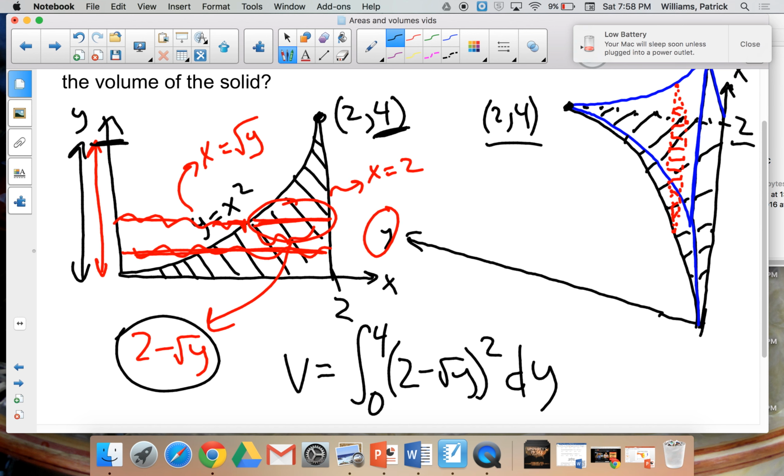So battery's getting low. That's basically Steve Jobs telling me, wrap it up, you're talking too much. So come to class tomorrow with questions on this stuff, and we will go over example problems.